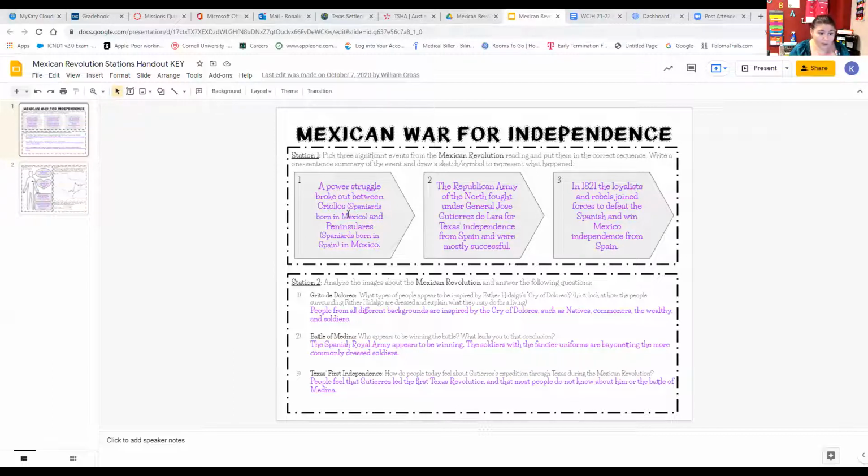This is just basically some notes to look at. So again, the power struggle for these notes, the Republican Army of the North, and then the Loyalists winning the war. These are your three main parts, as I explained in the beginning. For the Mexican Revolution, the Grito de Dolores: people from all different backgrounds, I explained. The Battle of Medina, we're seeing that the Spanish army appears to be winning. The soldiers with fancier uniforms are the Spanish. And then the first independence. People feel that Gutierrez led the first revolution, and most people don't know about him or the Battle of Medina. And again, the different perspectives: him being a hero, and then him with the complete disaster of Medina.